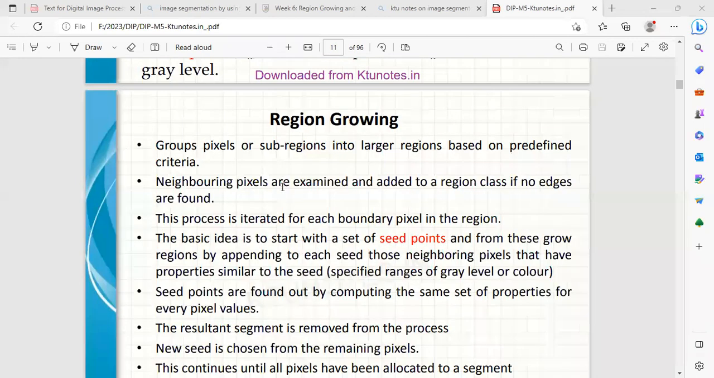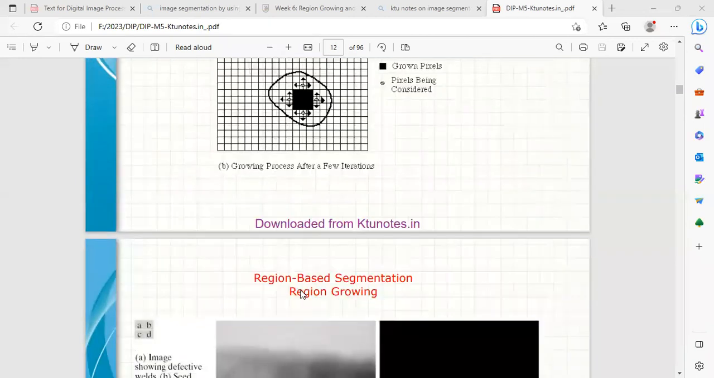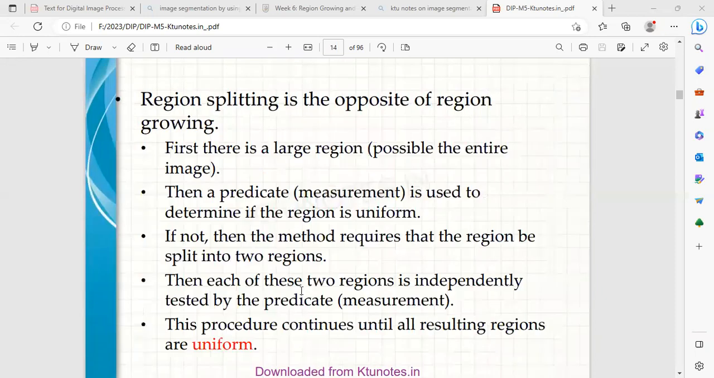So region growing we have now covered. Next one is region splitting. Region splitting is the opposite of region growing. So in region splitting, you are taking the entire image. Here also we define a predicate.